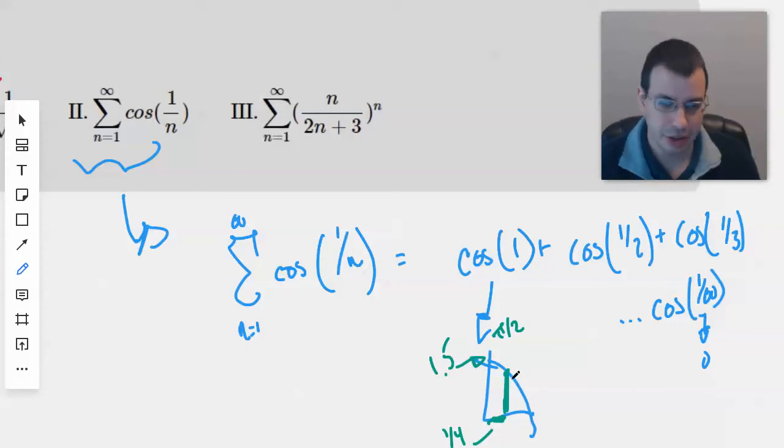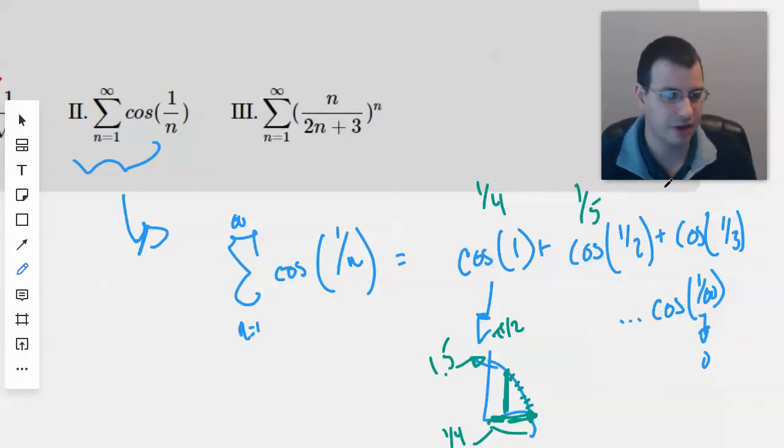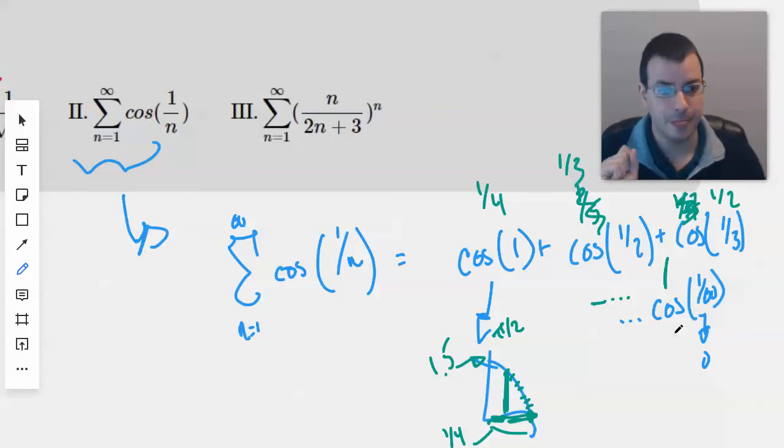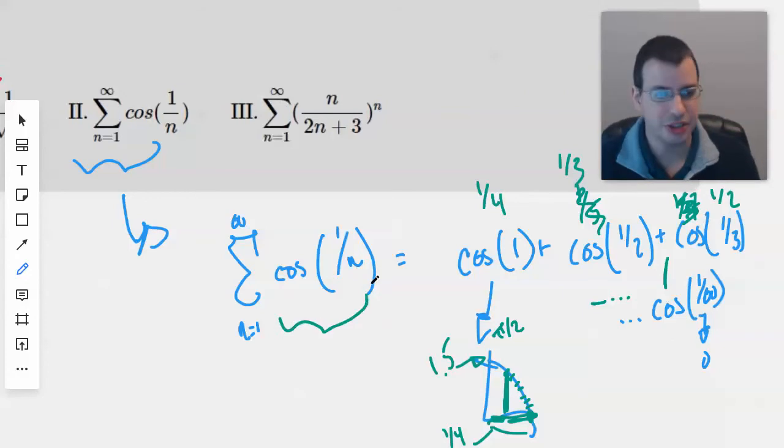As n gets bigger, it's going to keep moving the angle this way until eventually you get 1 over infinity, which will be 0. So what we have here is maybe like a quarter, a third, maybe a half, working its way up to 1. And eventually it gets to a certain point where it's going to be almost cosine of 0, which is 1, and then you're basically going to be adding 1 for the rest of eternity. So, long story short, this doesn't even go to 0.